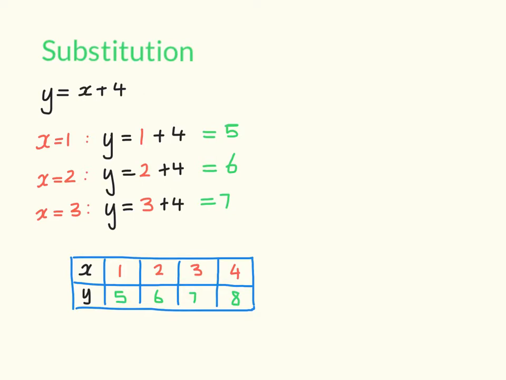So when x equals 1, our equation equals 5. So when x equals 1, y equals 5. When x equals 2, we worked out that y equals 6. So we have 2 and 6. When x equals 3, y equals 7. So x equals 3, y equals 7. And then when x equals 4, think back to our equation. 4 plus 4 equals 8.